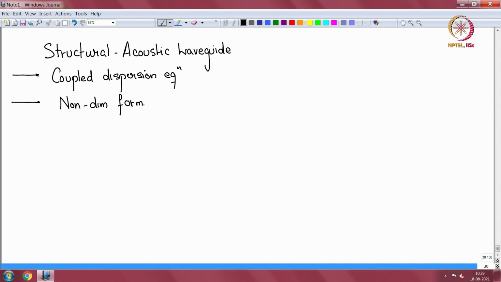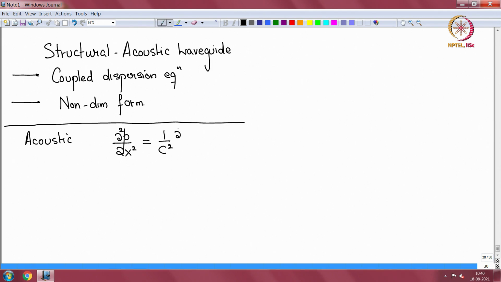But before that I would like to present something which I may have done before, but I will do it again because this happens to be the crux of all sound structure interactions. So if we look at the acoustic wave equation, it looks like this: del 2 P by del x square is 1 over c square del 2 P by del t square.